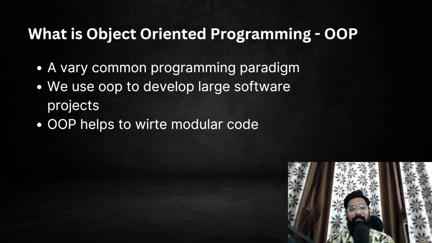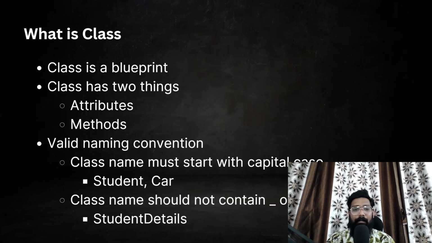Object-oriented programming has two important things. One is a class and one is an object. A class is nothing but a blueprint or a structure or a template. This structure or blueprint contains two things. One is an attribute and the second one is a method. Attributes are equivalent to variables. So any variable you define inside a class is called an attribute. Similarly, methods are equivalent to functions. Any function you define inside a class is called a method.